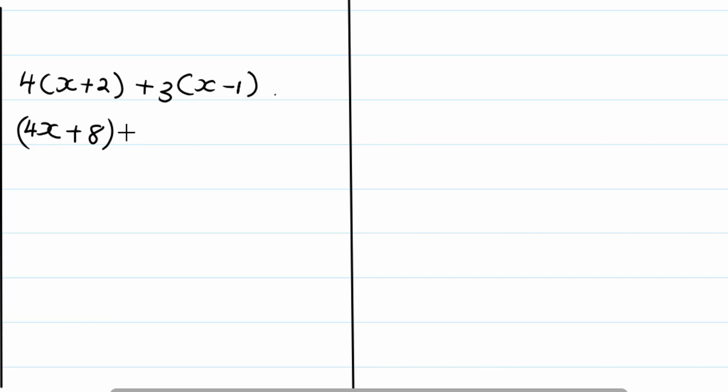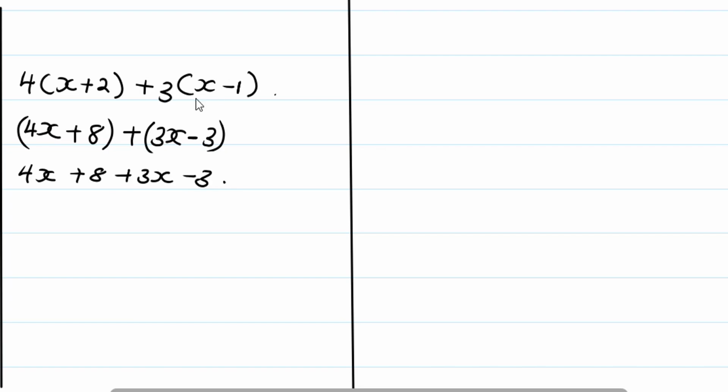Then we come to the second part, which is what we did in question 2, where we repeat the same process, but now we put a negative sign. So it will be 3 multiplied by x, which is 3x, then 3 multiplied by 1, which will be negative 3, like that. So we are done with that part. Then I can just open the other brackets again. I say it's 4x plus 8, now plus 3x minus 3, like that.